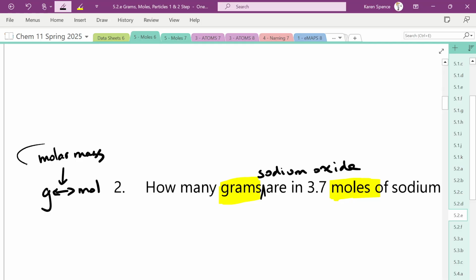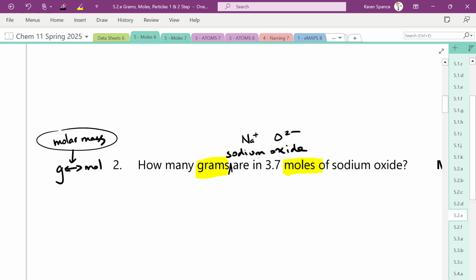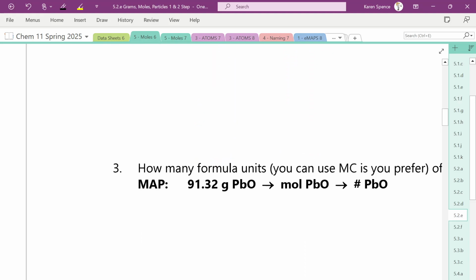How can I find the molar mass of sodium oxide? What do I need before I can do that? I need to write the formula for sodium oxide, yes. Okay, so you would have to say, okay, I got Na plus, I've got O2 minus, and then you go ahead and you do that. All right. Again, we're not going to do that question. I'll let you try it.